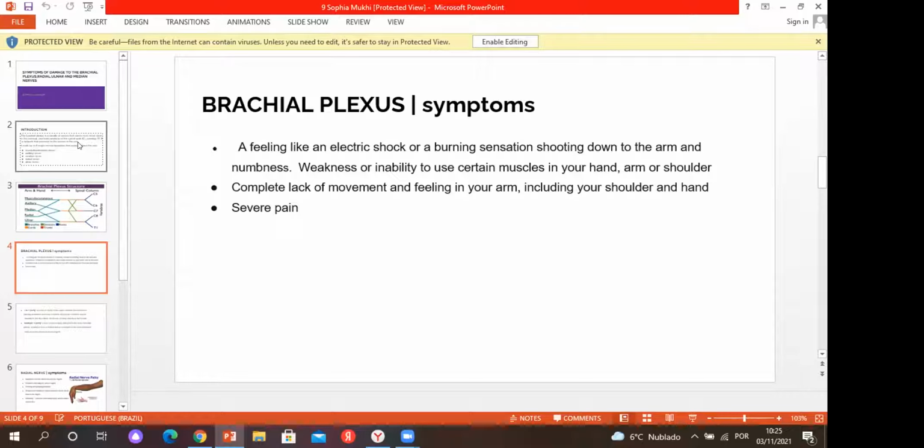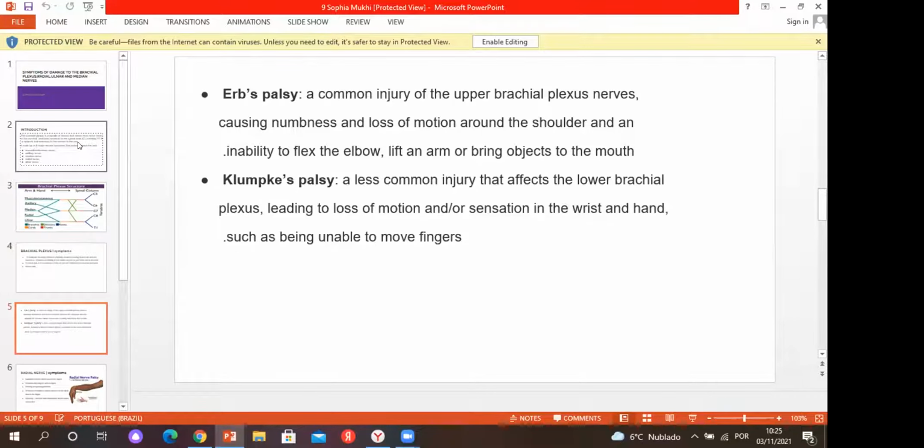Also, there'll be weakness or inability to use certain muscles of the hand and the shoulder. Then there'll be complete lack of movement and feeling in your arm, including the shoulder and hands. Also, severe pain is included. And during childbirth, some brachial plexus damage can happen, which can cause Erb's palsy and Klumpke palsy.